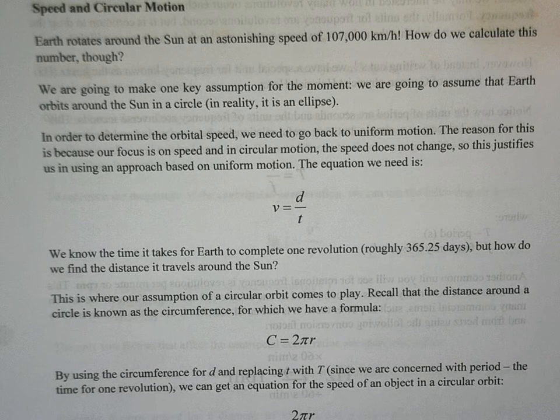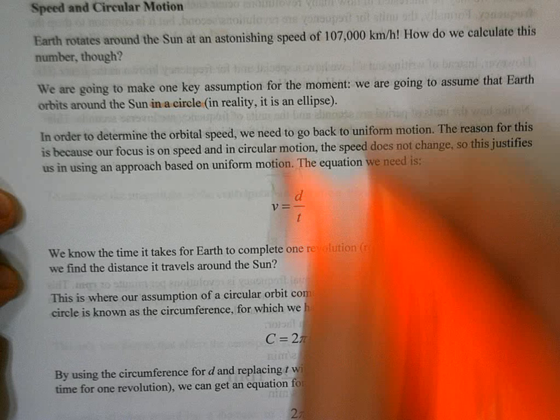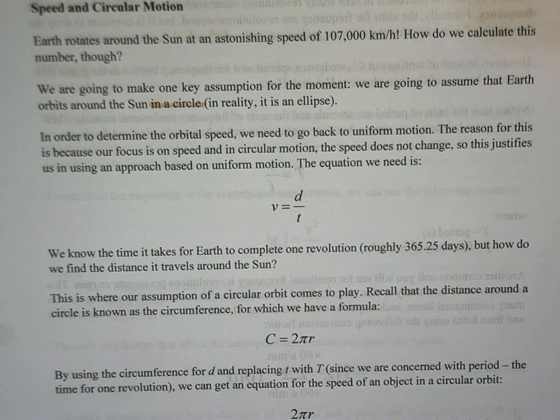Now, we're going to make a bit of an assumption here, and the reason we're doing it makes your life a little bit easier. We are going to assume the Earth's orbit around the sun is a circle. In reality, it's actually an ellipse. Earth's orbit is quite close to being a circle, but it's not exactly a circle. So we are going to shortcut this a little bit.